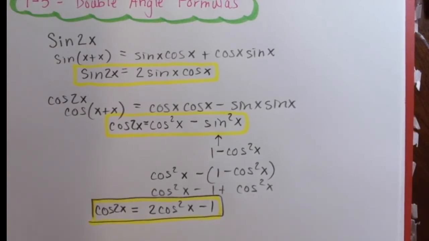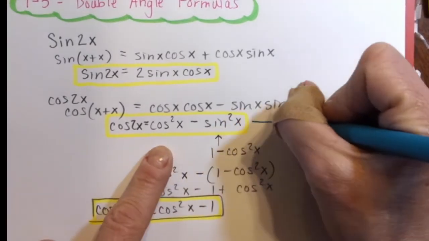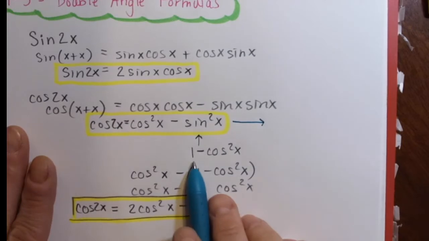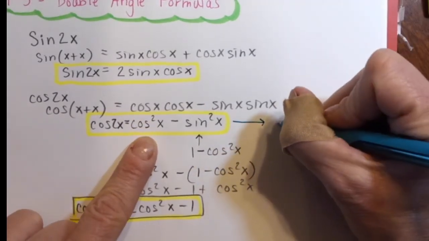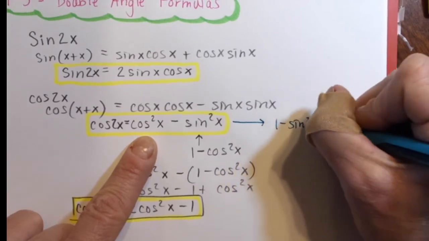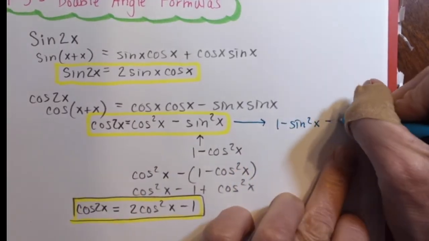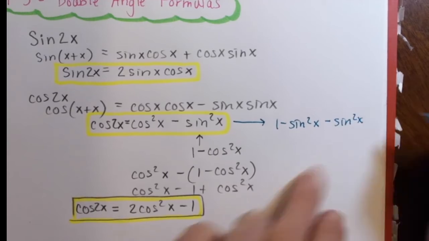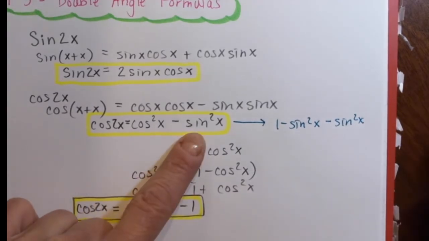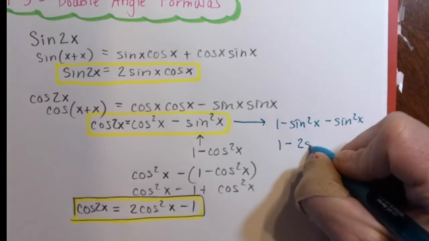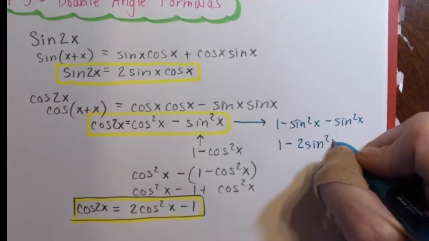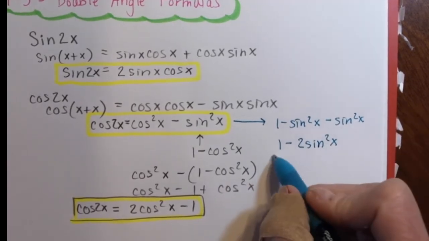Now similarly, I can take this same one up here, but instead of subbing in 1 minus cosine squared, I can do it with the cosine squared here. I can plug in 1 minus sine squared x. For that first portion, I still have the minus sine squared x, so those become 1 minus 2 sine squared x. Okay.